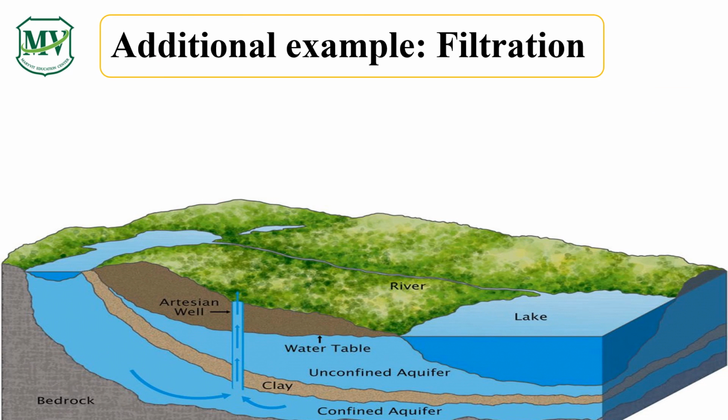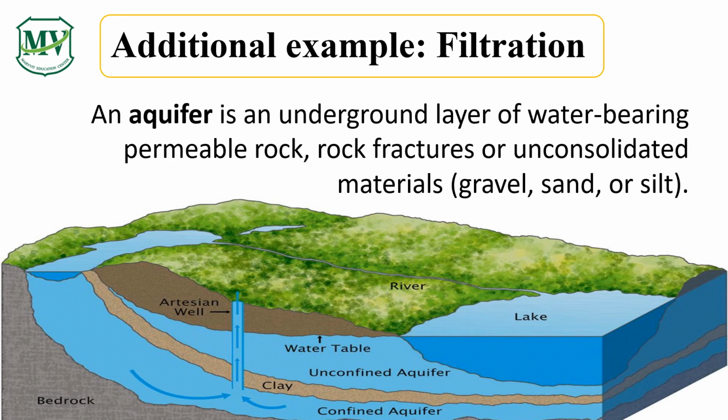What do you see in the picture? It's like an underground water, right? Yes, this is what we call aquifer. An aquifer is an underground layer of water-bearing permeable rock, fractures, or unconsolidated materials.